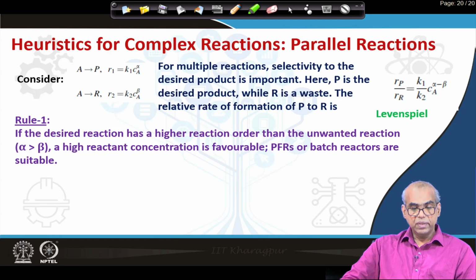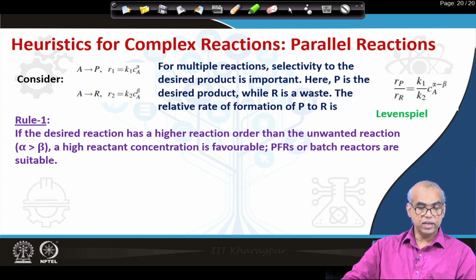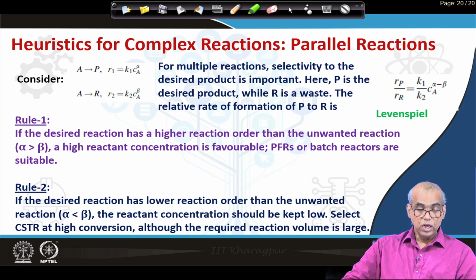Rule 1, if the desired product reaction has a higher reaction order than the unwanted reaction, that is alpha greater than beta, a high reactant concentration is favorable. Plug flow reactor or batch reactors are suitable for this purpose. Rule 2, if the desired reaction has lower reaction order than the unwanted reaction, that is alpha less than beta, the reactant concentration should be kept low. So, what kind of reactor should we select? We should select CSTR at high conversion, although the reaction volume will be large.